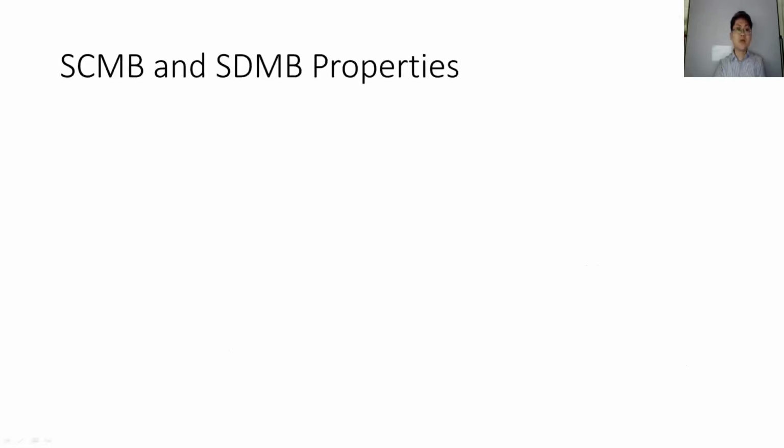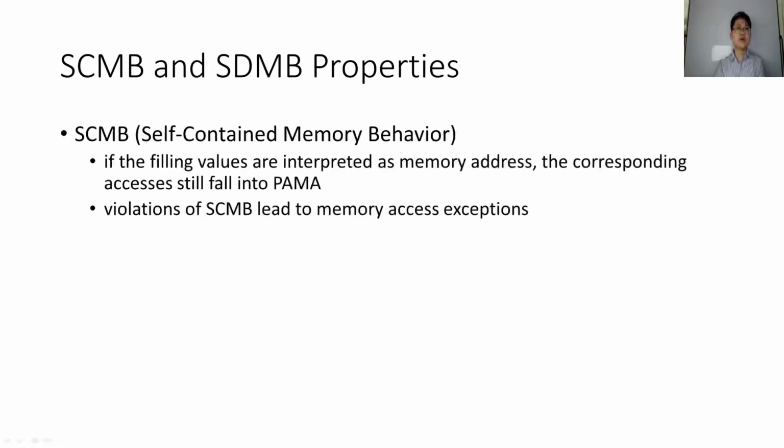In the process of PAMA preparation and variable initialization, the random filling values are carefully crafted to ensure they satisfy two critical properties as much as possible. The first property is self-contained memory behavior, or SCMB for short. That means if the filling values are interpreted as memory addresses, the corresponding accesses still fall into PAMA. Violations of SCMB lead to memory access exceptions.